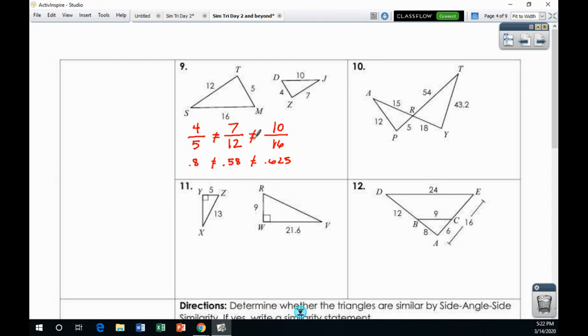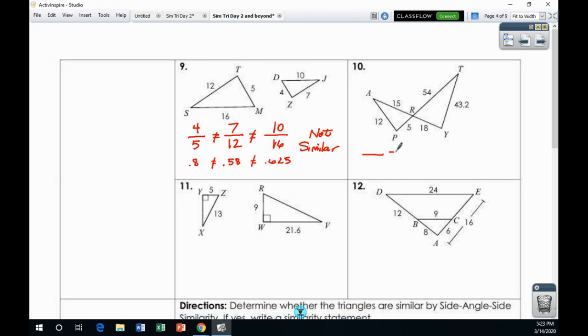Remember though, it only takes one of those. So if you end up with two ratios that are the same, that is not enough, because remember, this is side, side, side similarity. So these are not similar. Okay? All right, I hope you figured that out before you turned the video back on. We'll see, right? All right, number 10.